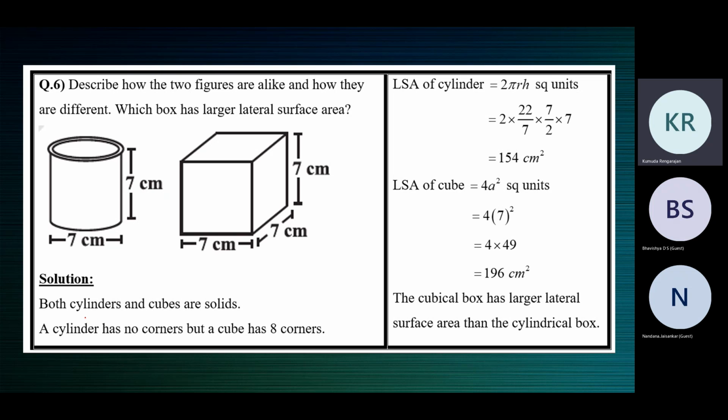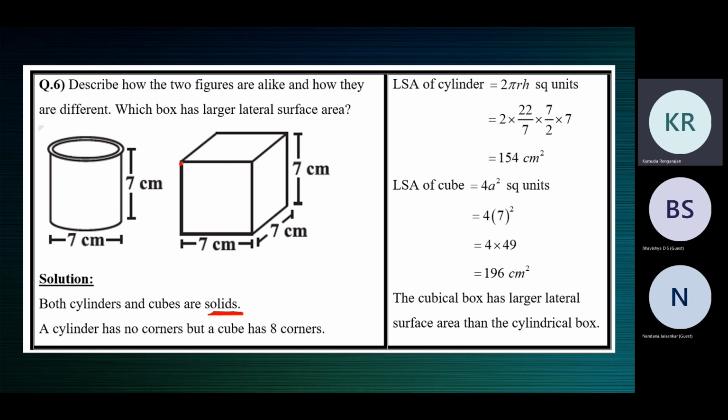The two objects are alike because both of them are solids, so that can be a similarity. And the difference is that a cylinder has no corners. Now, supposing you are in a cylindrical room, there is no corner there. You cannot go and stand in any corner. A cylinder has no corners, but a cube has 8 corners.